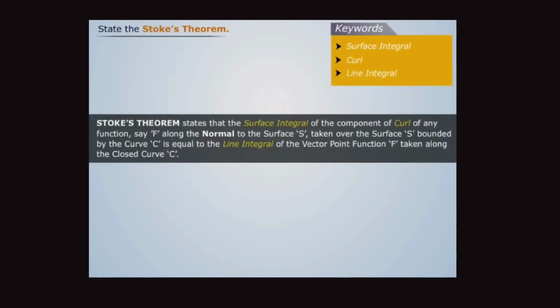It states that the surface integral of the component of curl of any function, say f, along the normal to the surface S, taken over the surface S bounded by the curve C, is equal to the line integral of the vector point function f taken along the closed curve C.